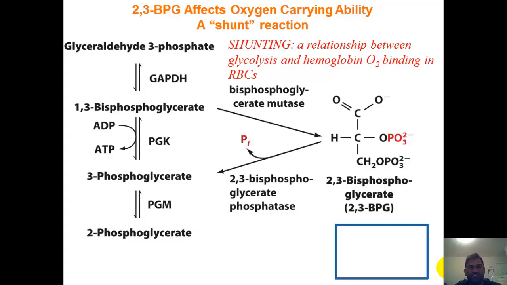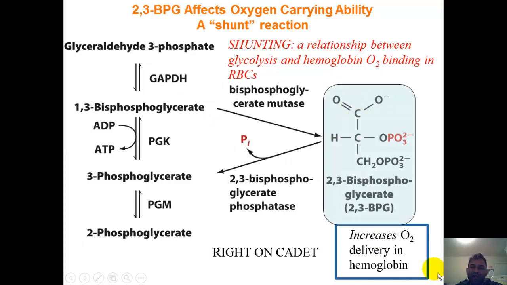Here's our first shunting pathway. This is our first shunting reaction, and it's basically taking glycolysis, which is what we were studying here downstream. But at this step right here at 1,3-bisphosphoglycerate, some of that can be diverted away, and that's called shunting. It can be diverted into this enzyme here, bisphosphoglycerate mutase, which converts it to 2,3-bisphosphoglycerate.